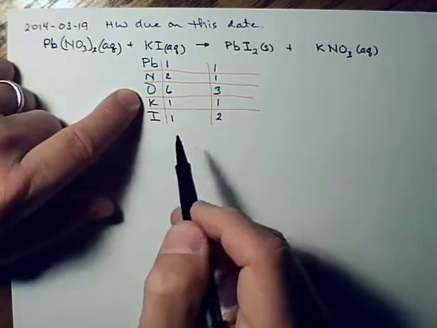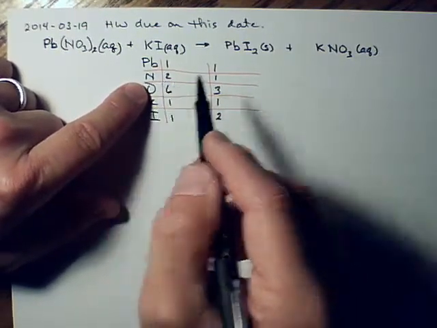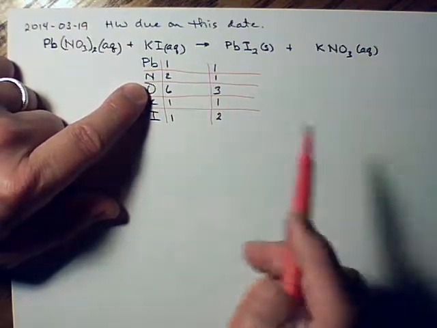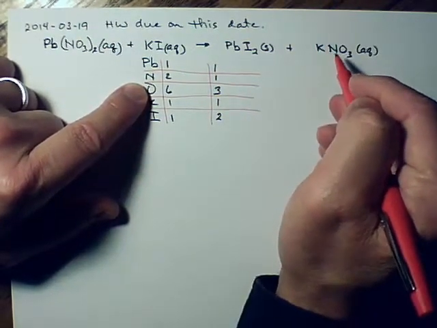We want to save oxygen for last. Let's start with the nitrogen. I've got 2 on the left. To get 2 on the right, I need a coefficient 2 in front of the species that contains the nitrogen.